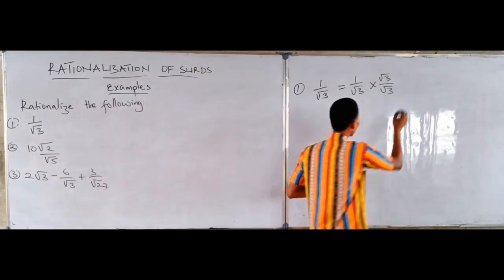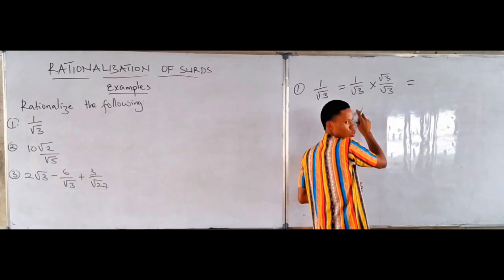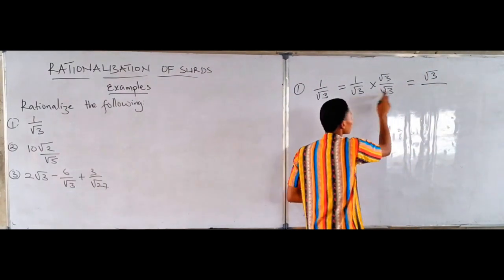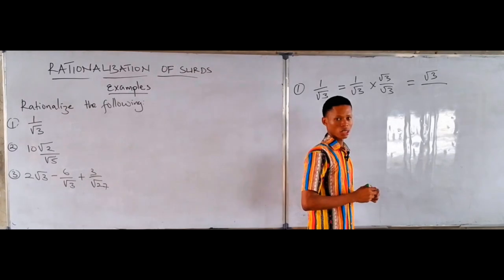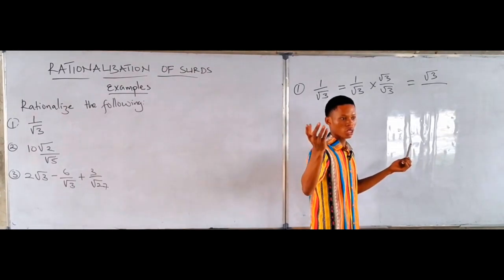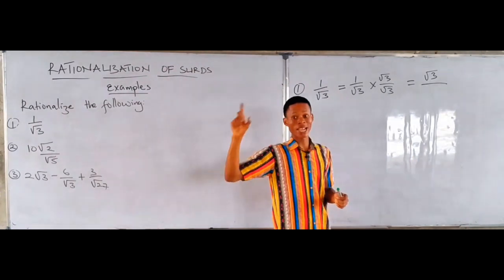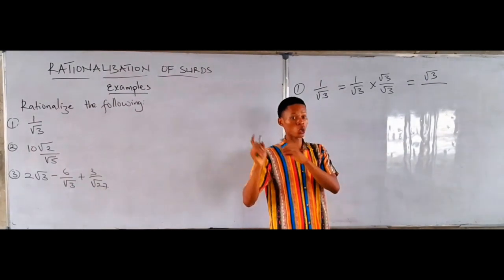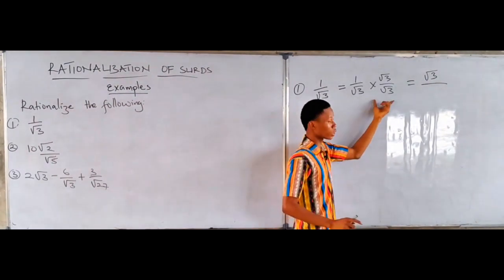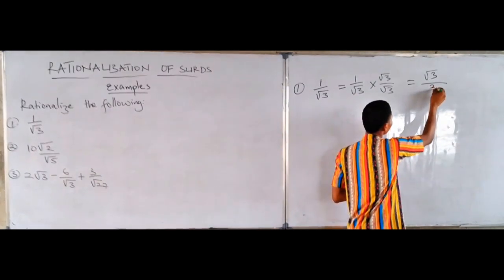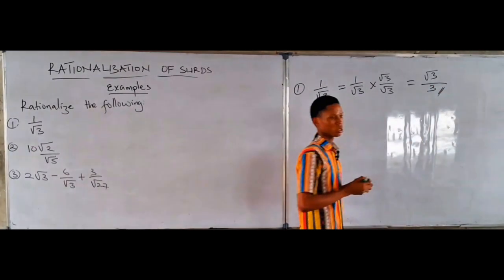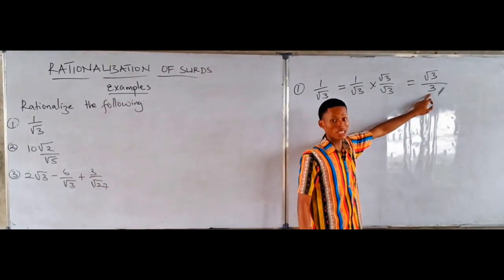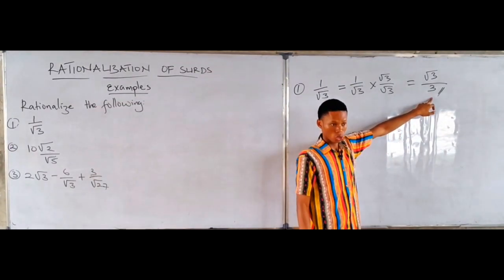So with this, we are going to have 1 times root 3, which is root 3, all over root 3 times root 3, which is 3. Remember that root 3 times root 3 is root 9, which is 3. Remember the general form I gave you: root a times root a is equal to a. So root 3 times root 3 equals 3. Here's the answer. You've rationalized the denominator. You've made the denominator rational. 3 is a rational number. Do you understand that?